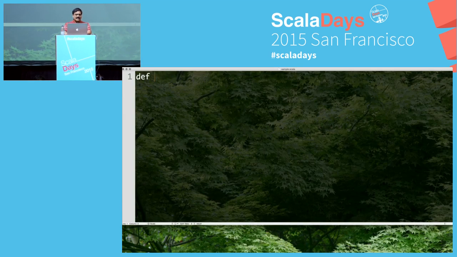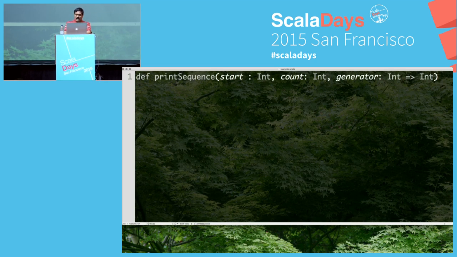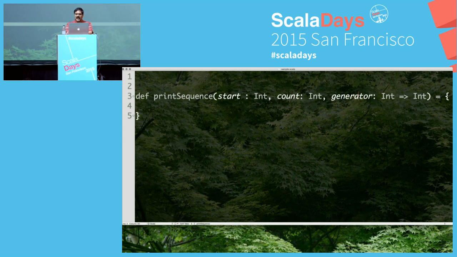So I'm going to create a sequence generator. We'll call it printSequence. The printSequence says start, I'm going to specify an integer. I'm going to say count, which is going to be an integer. But I'm going to specify here a generator, if you will, where the generator is a function that is going to take an integer and is going to return an integer. Now we all know that in Scala, this is called a function value, right? It takes an input and returns an output.